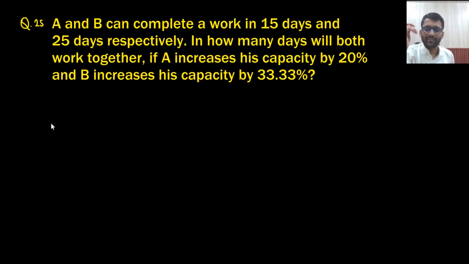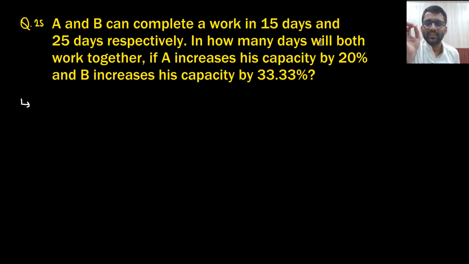Let's move to the next one. A and B can complete a work in 15 days and 25 days respectively. In how many days will both work together if A increases his capacity by 20? You must have understood the meaning, okay? Whoever has written it, he has written it wrong. In how many days will the work be completed if both work together?